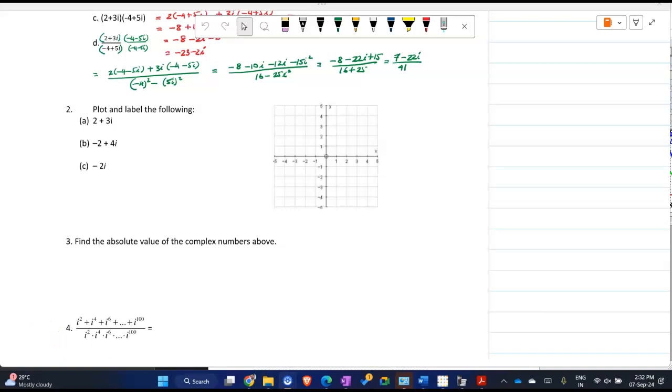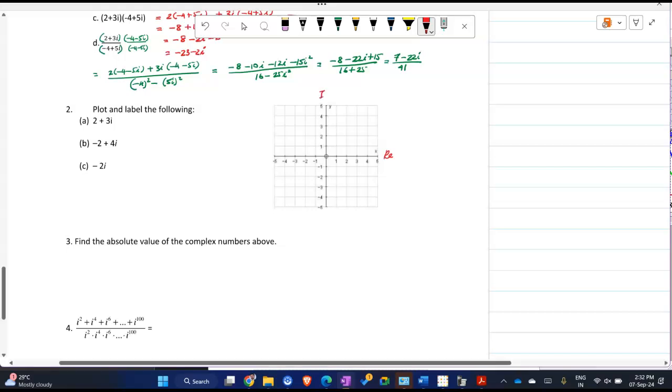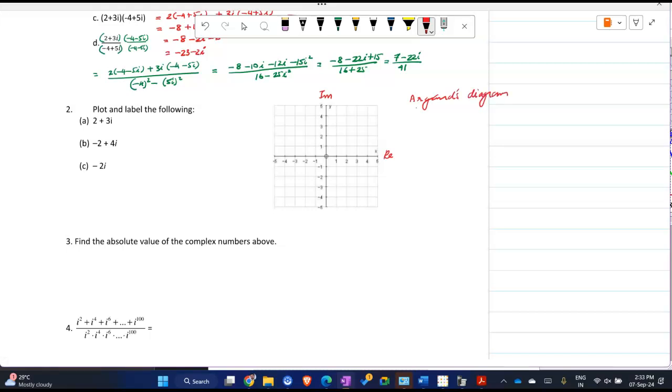It's similar to x and y axes. So what you need to do is plot your 2 plus 3i. This is called the real axis and this is called the imaginary axis. This diagram is known as Argand's diagram.